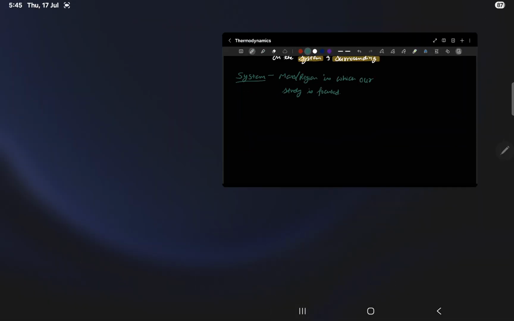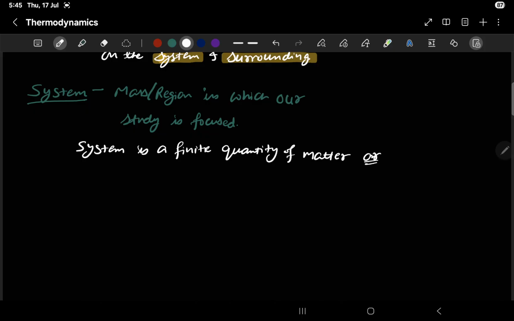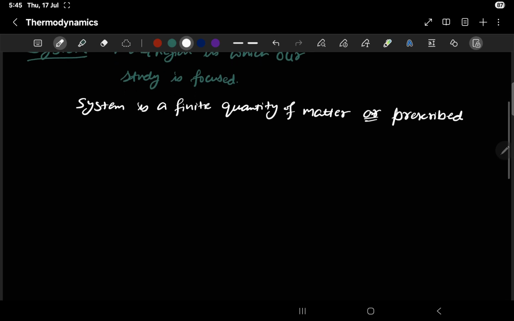Or we can also describe system as it is described in books: a system is a finite quantity of matter, or a prescribed region of space.